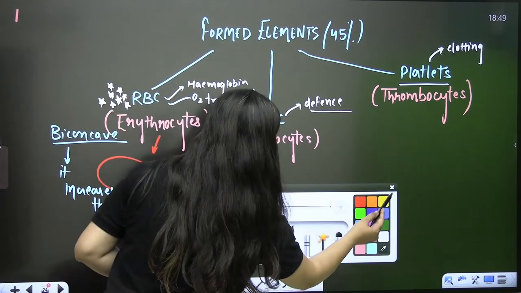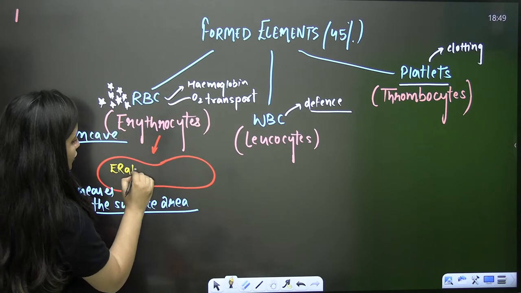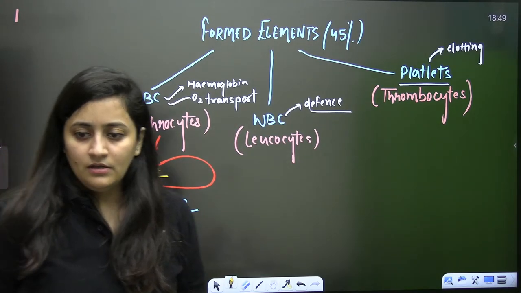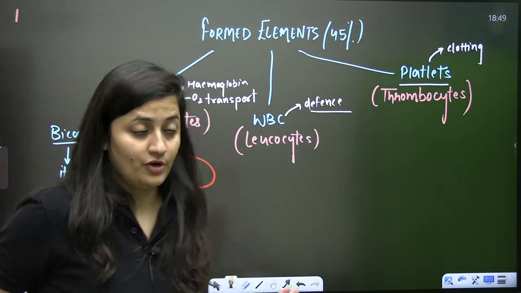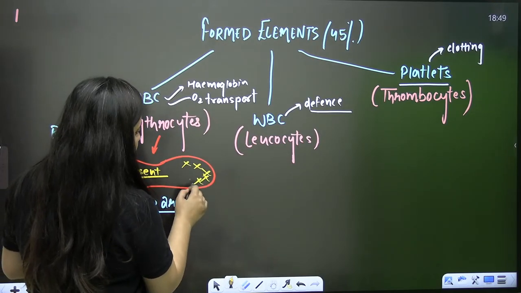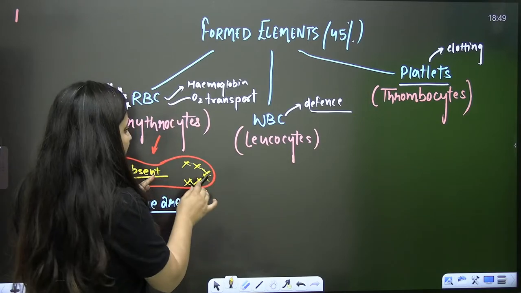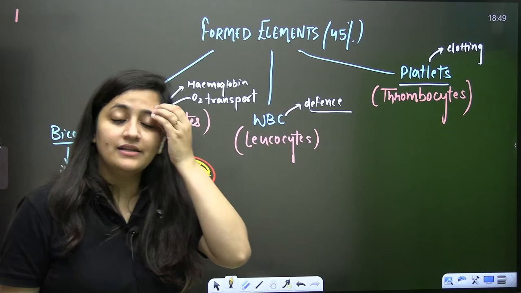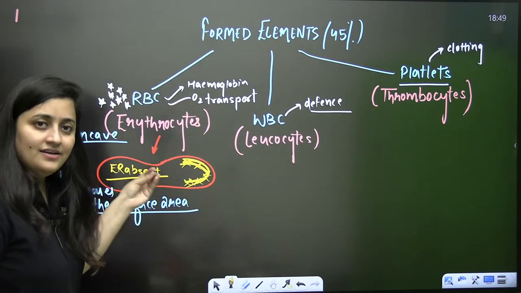And moreover, you know that in the RBCs, the endoplasmic reticulum, the cell organelle, is also absent. So in RBC, some other structural proteins and even fats and cholesterol are present, and they are going to provide the framework. That's the point here. Is that clear?